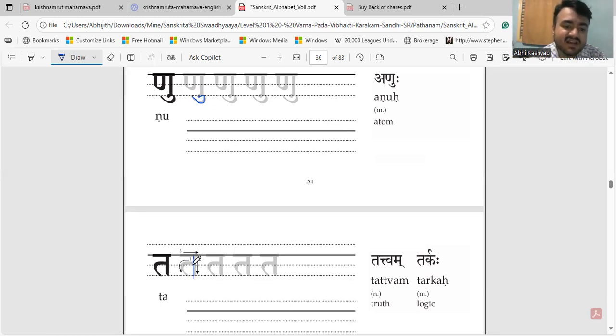Then the next varga is Tavarga. Again, this is represented through the first letter and then ukara in the Panini Sutras. Tu. So tu means the, the, na. The, tha, the, the, na. Now the difference is, ta is pretty simple, tha is also pretty simple.